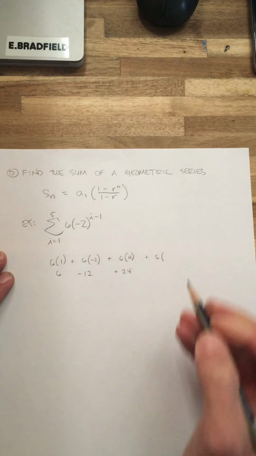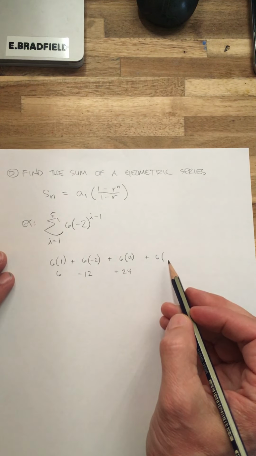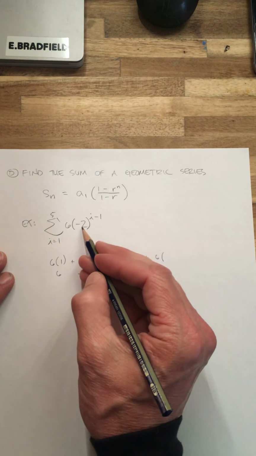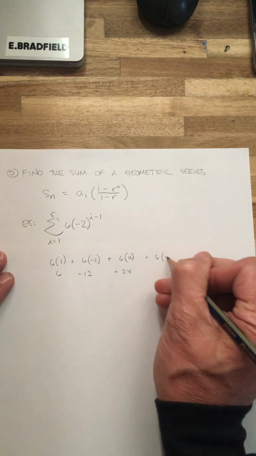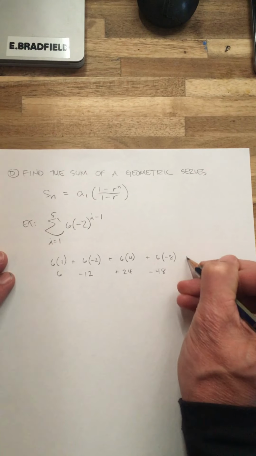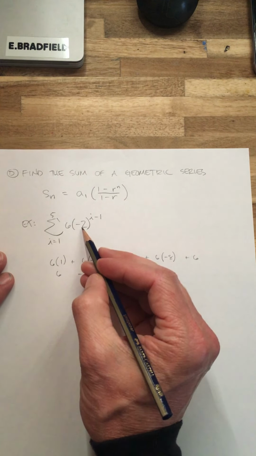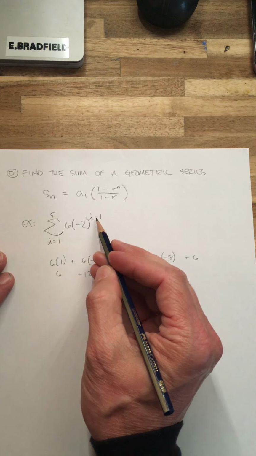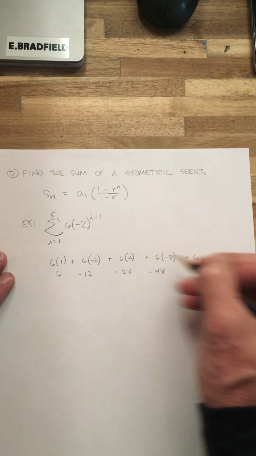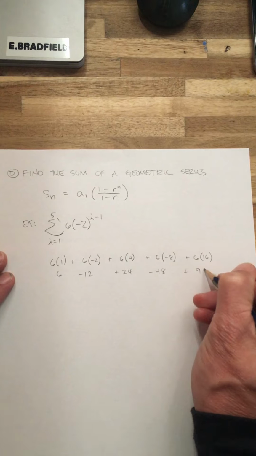Plus 6 times, we plugged in 1, 2, 3, now we're plugging in 4. So 4 minus 1 is 3. Negative 2 to the third power is negative 8. So 6 times negative 8 is negative 48. And then plus 6 times, now we're plugging in the fifth term, so 5 minus 1 is 4. Negative 2 to the fourth power is 16, and 16 times 6, I believe that's 96. Okay, 6 times 16 is plus 96.